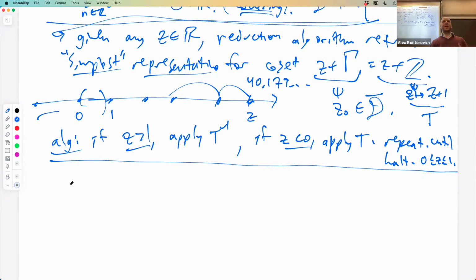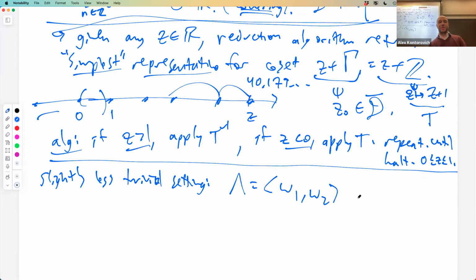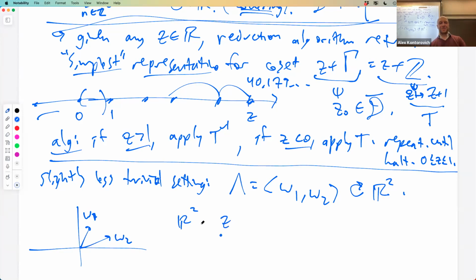Okay, let's do a slightly less trivial setting. Let's say we have W1 and W2, translation by W1 and translation by W2 acting on R2. What's our reduction algorithm? So here's W1, here's W2. Here's R2. Here's a random point z in R2. What's the reduction algorithm?